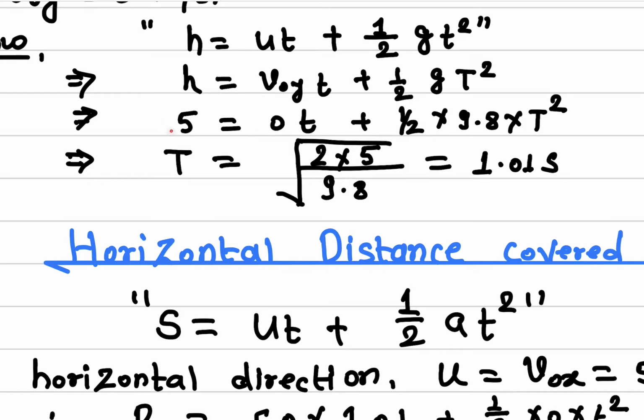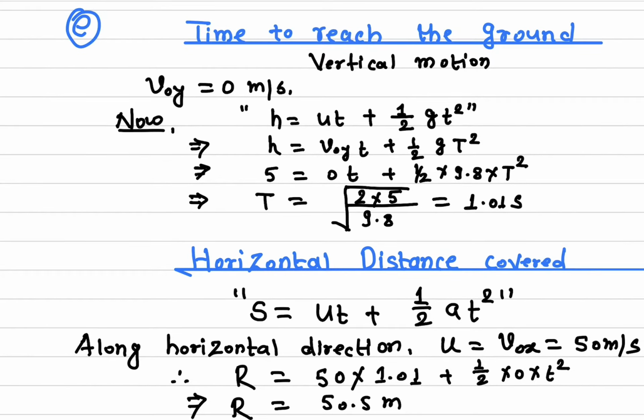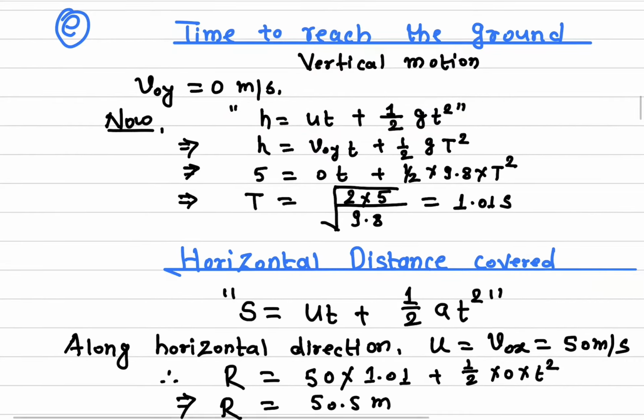And if you solve, now everything is given. 5 is a constant, half 9.8 t squared. If you solve, you get 1.01 seconds. That's the time it takes to reach the ground. And how did we solve it? Again, by just using this equation here, only along the vertical direction.